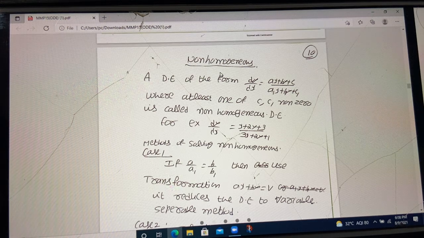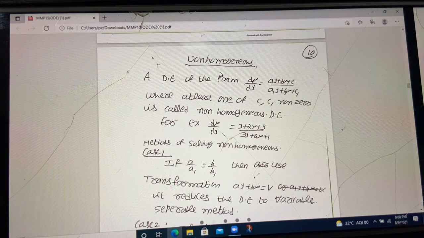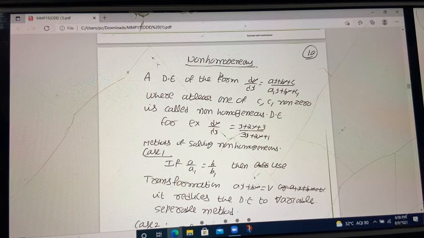Then how to solve homogeneous? What is the substitution we have to make? y by x equal to v, or y equal to vx. What is the purpose? We have to check. We are using that so that the homogeneous will reduce to variable separable form, which we know how to do. But now, what is the purpose of this substitution for non-homogeneous? Three cases are given in a question. First, you have to identify.